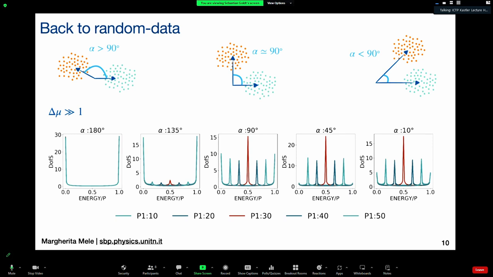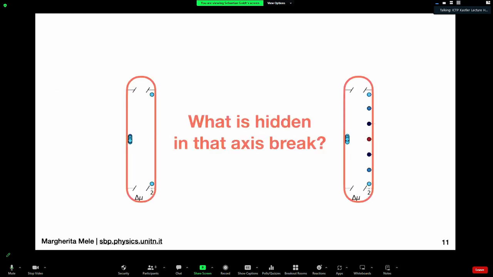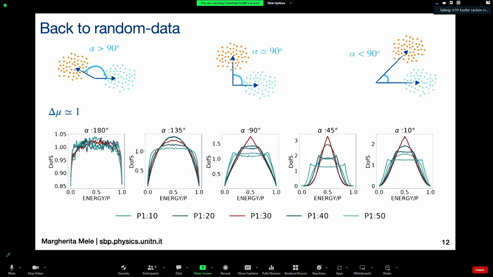And in particular, if I'm again interested just in the location of the maximum of the density of state, I can distinguish between two different situations. One for which the angle is above 90 degrees, for which the unbalancing does not play any role, is not able to move this peak. And the other, on the other side, a situation in which when the classes are well separated, the maximum of the density of state is in a position that correlates with the unbalancing. But why is there a break? Because something happens that is, for me, quite interesting, but also quite hard to understand, that is this one.